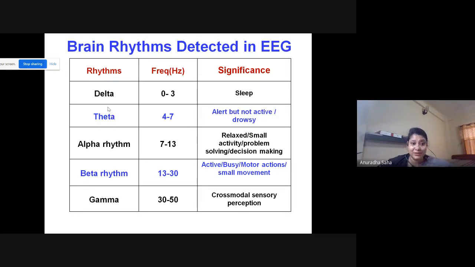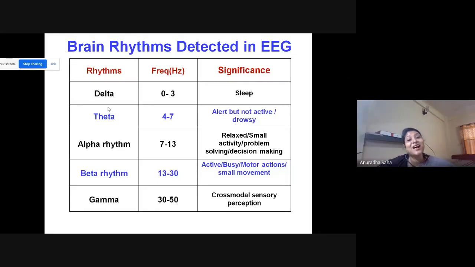Then coming to the theta rhythms. The theta band, or theta rhythm, has a frequency range of 4 to 7 hertz, where the person is a little bit alert, but not super active. He is in a drowsy kind of state, or he can be in a meditation state. Whenever a person is doing meditation, he is alert, but not actively participating in any kind of physical work. The brain rhythms involve a frequency range of 4 to 7 hertz, which is very, very low, as you can see.